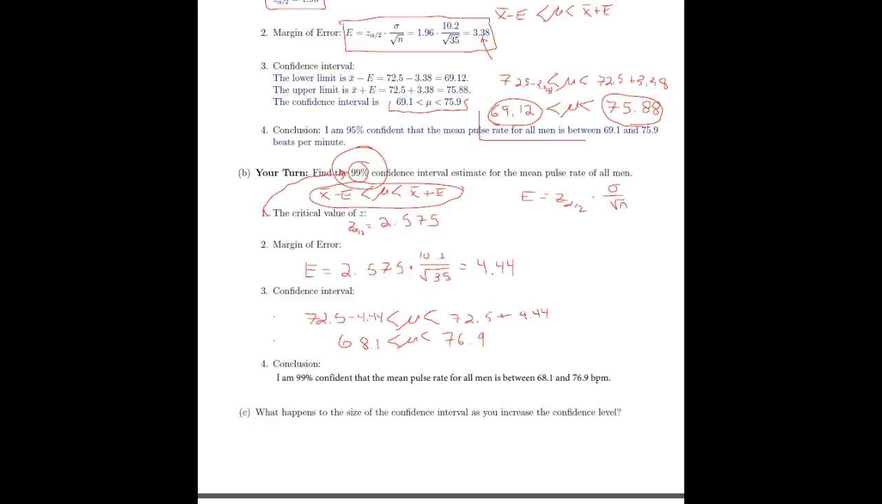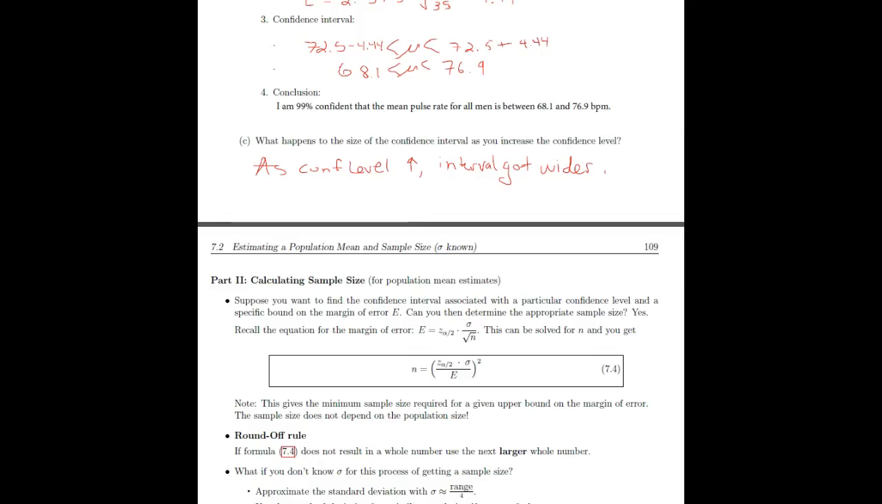Well, our first interval was 69.1 to 75.9. Really looking at this rounded version. And our second version was 68.1 to 76.9. So what happened as we increased the confidence level, as the confidence level increased, what happened was the interval got wider. So that's what we notice occurred. All right, let's move on to the next page.